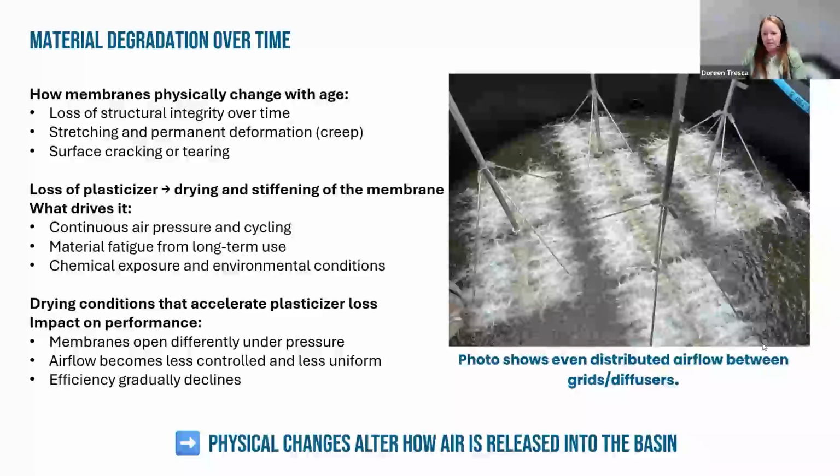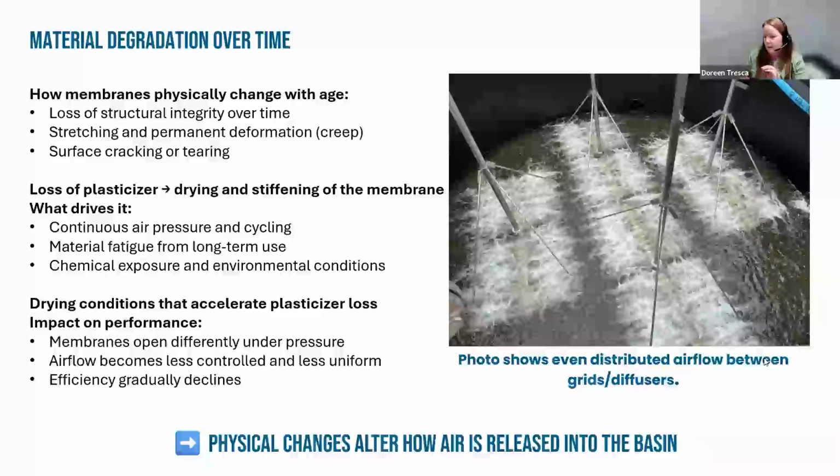The change in the material properties, whether they stretch out or they break or the slits, that is going to impact your airflow. As the airflow is impacted, it becomes less consistent, less evenly distributed. So you're going to see different airflow patterns on the surface of your tanks. I didn't have a photo of a poor airflow pattern, but I put here, you can see on the grids between the tube diffusers, the airflow pattern is pretty consistent, pretty similar between the different grids.